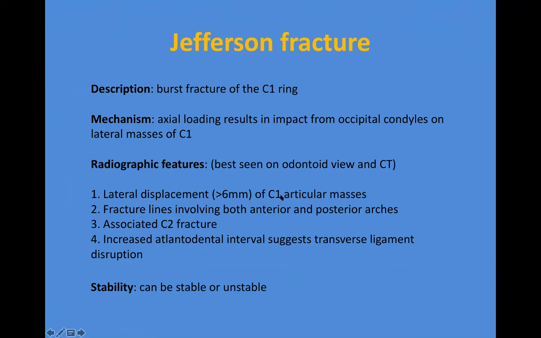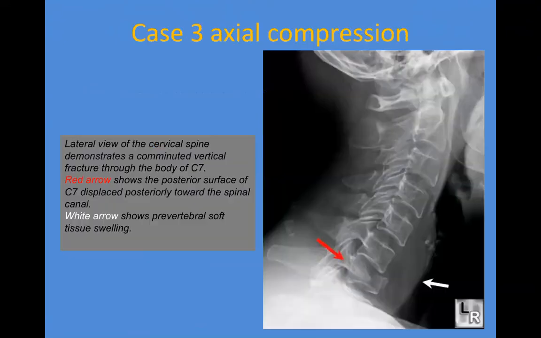The lateral displacement of the C1 masses, fracture lines in the anterior and posterior arches that we can see on the CT scan. Sometimes you may have an associated C2 fracture, as you can imagine. On the lateral view, you might have an increased atlantodental interval if you have disruption of the transverse ligament. So that was going back to that Gray's Anatomy drawing that I showed you with the transverse ligament going behind the C2 process there. And these fractures can be stable or unstable, just depending on their fracture pattern and definitely on whether they have involvement of C2. And we're going to talk more about C2 odontoid fractures in a little bit.